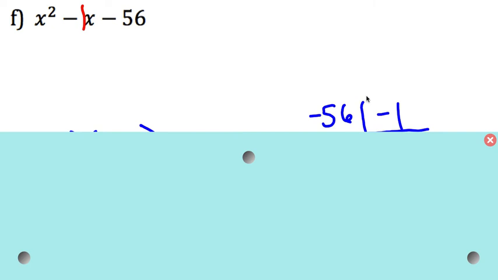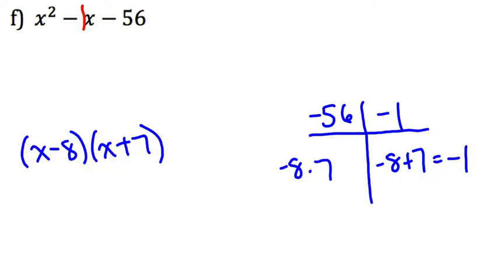All right, so hopefully you were able to come up with the answer of negative 8 times 7. Negative 8 times 7 is negative 56. Negative 8 plus 7 is negative 1. So there's my final answer, x minus 8, x plus 7, and we're finished.